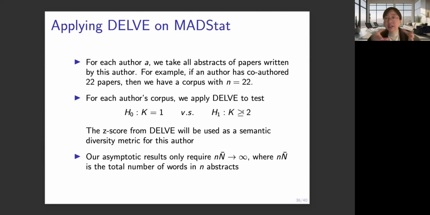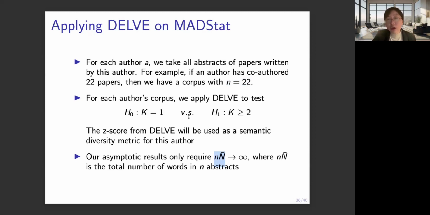Now we ask, within this smaller corpus, is there only one topic or multiple topics? Here n is usually small, but it doesn't affect our asymptotic property, because our asymptotic property just assumes that the total number of words in all these abstracts goes to infinity. This is usually satisfied, so I have no problem applying my test.